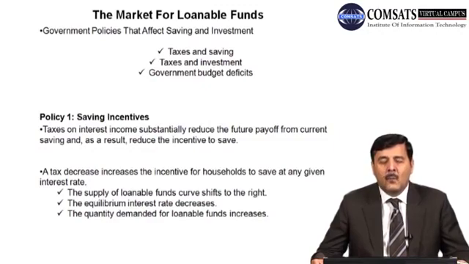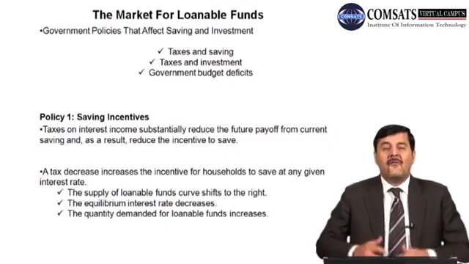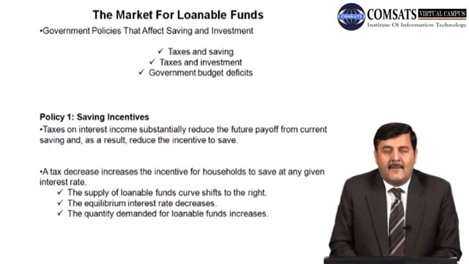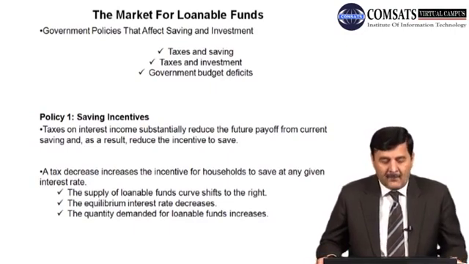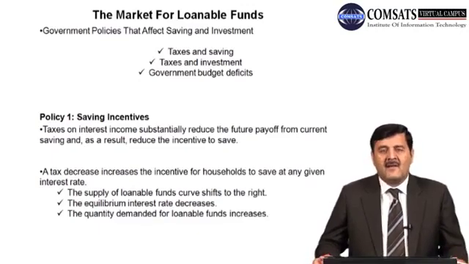This could be one of the parameters that can encourage investment in the economy. A tax on interest income substantially reduces the future payoff from current saving, and as a result reduces the incentive to save. So if the government increases taxes on income, there will be less incentive to save income for future investment. People would prefer to consume or spend their income instead of saving. On the other side, a tax decrease provides an incentive for households to save at any given interest rate.